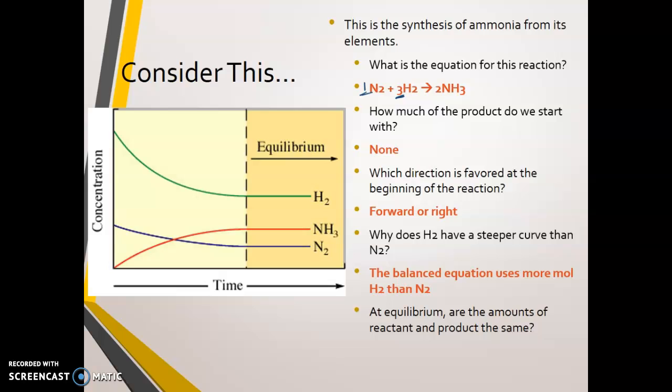At equilibrium, are the amounts of the reactant and the product the same? No, we do not have the same amount of our product, NH3, as what we have with either of our reactants. But you can see that we do not have any change. These have all flatlined, and so we have now reached equilibrium.